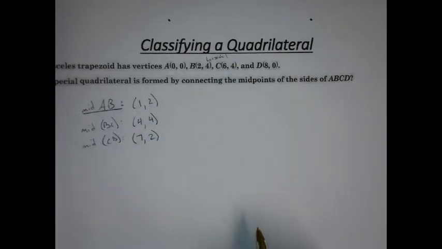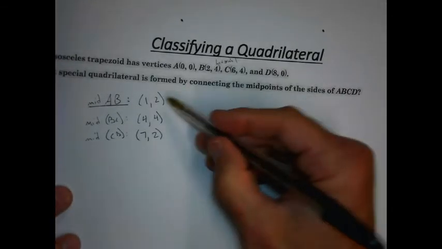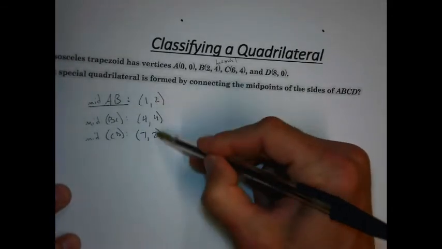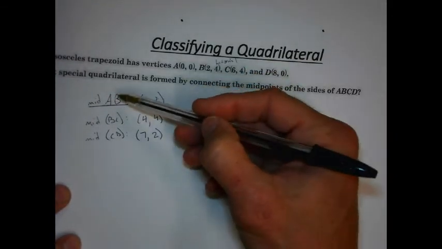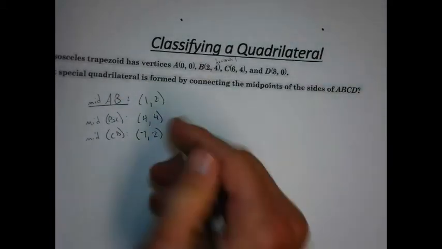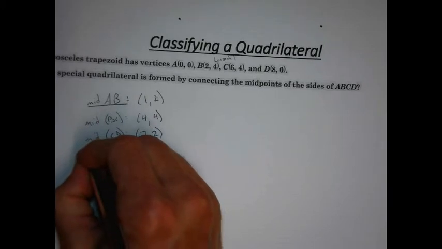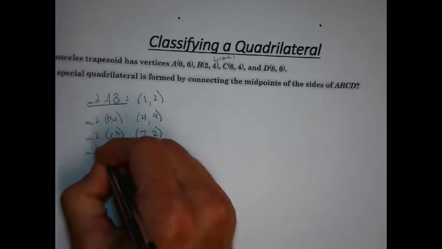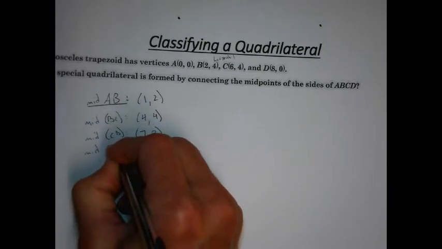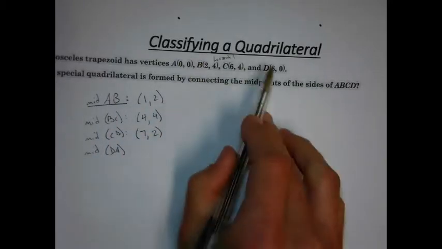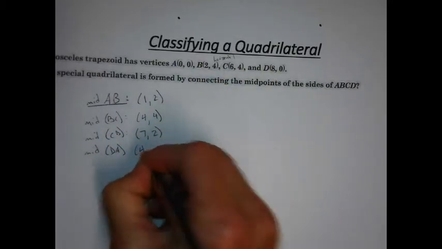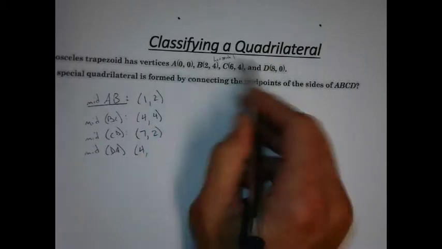Now notice what just happened. Look at our midpoints. We have the same y coordinate. So the midpoint from A to B is a horizontal line, the same y coordinate. We're only missing one more midpoint, the midpoint from D to A or from A to D. So the midpoint, the average x is 4. From 0 to 8, the average x is 4, and the average y is 0.